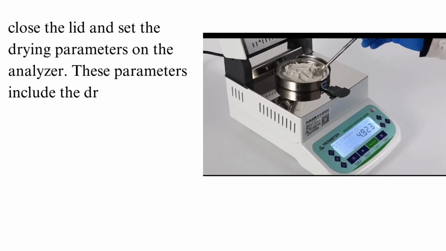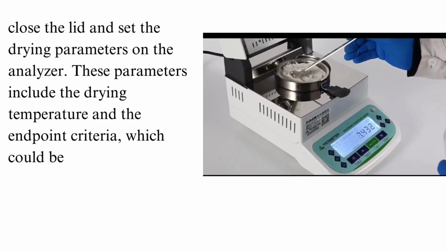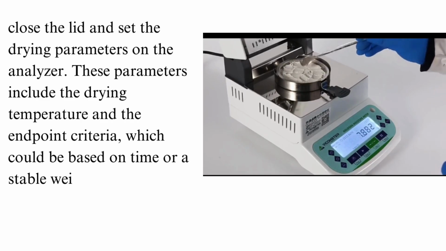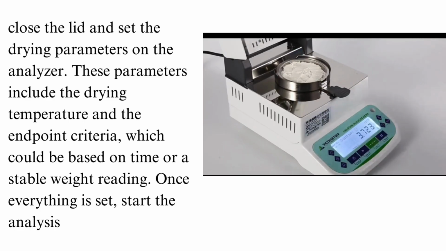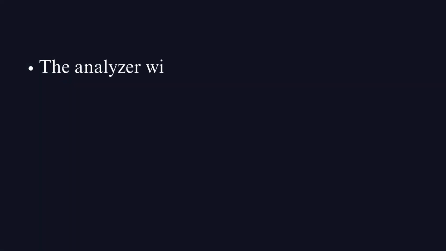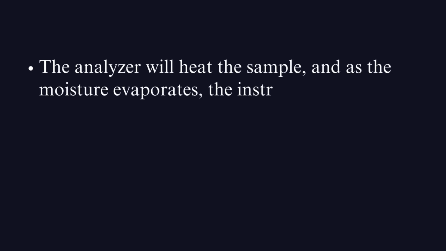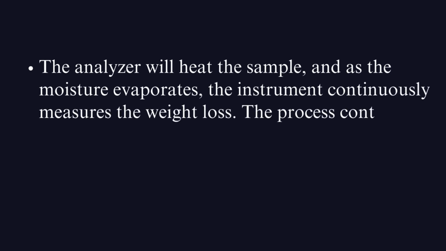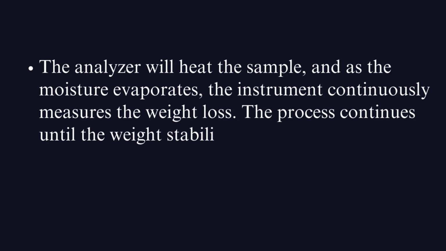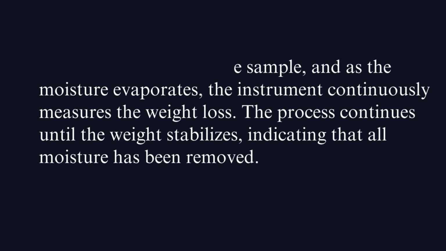These parameters include the drying temperature and the endpoint criteria, which could be based on time or a stable weight reading. Once everything is set, start the analysis. The analyzer will heat the sample, and as the moisture evaporates, the instrument continuously measures the weight loss. The process continues until the weight stabilizes, indicating that all moisture has been removed.